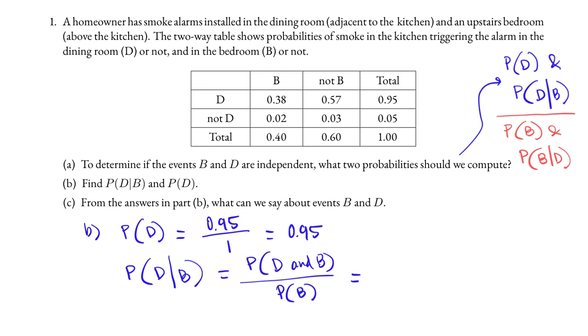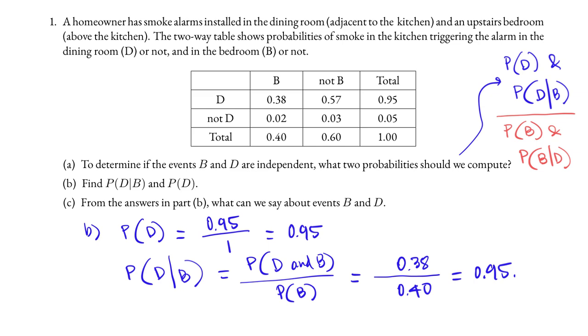From the table, we see that in the denominator, the probability of B is 0.4. This is the B column. And D and B is the intersection of the row D and the column B, and that is 0.38. This is 0.95. Comparing the two probabilities, we see that they are the same.